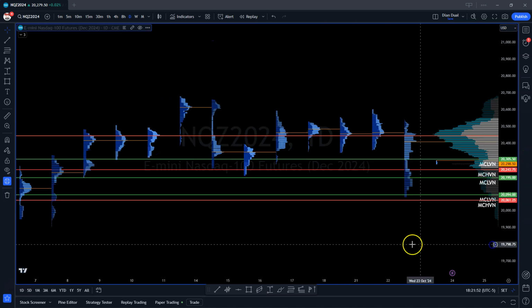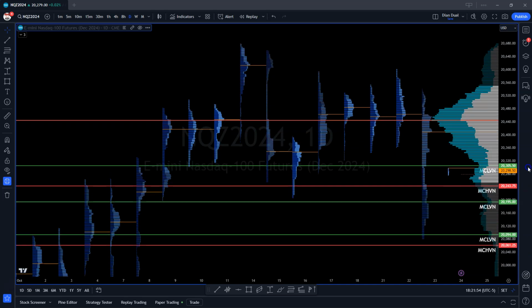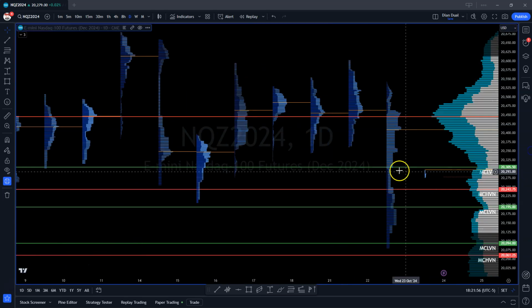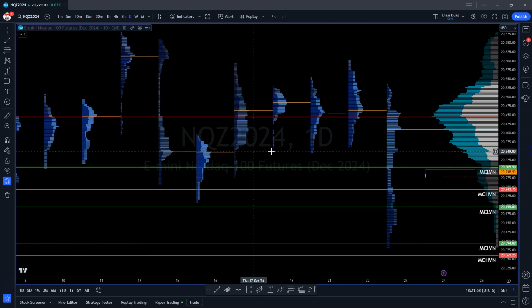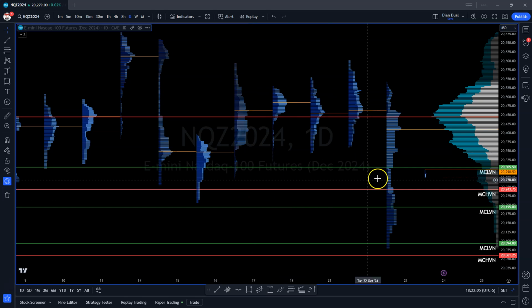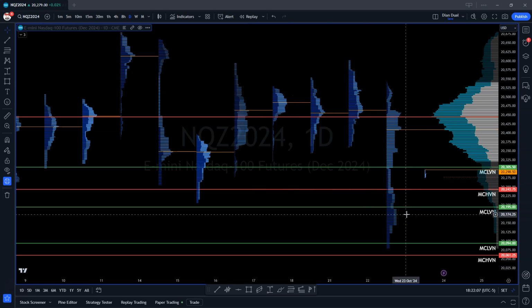Now I have a daily profile, and I'm running this on full session. I used to run this only on regular trading hours. Some auction market theorists and traders love to trade off what the RTH, regular trading hours, showed, and have nothing to do with the electronic hours. So that's where we are today.